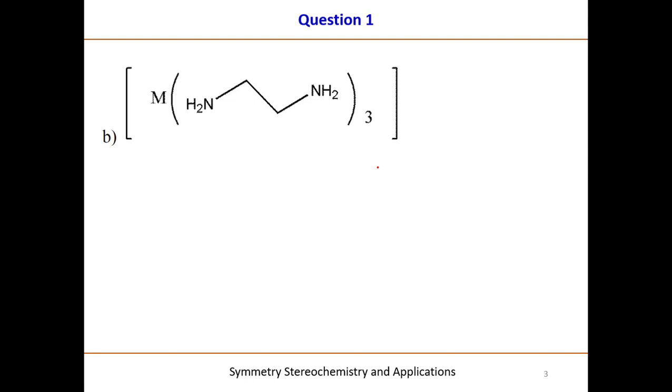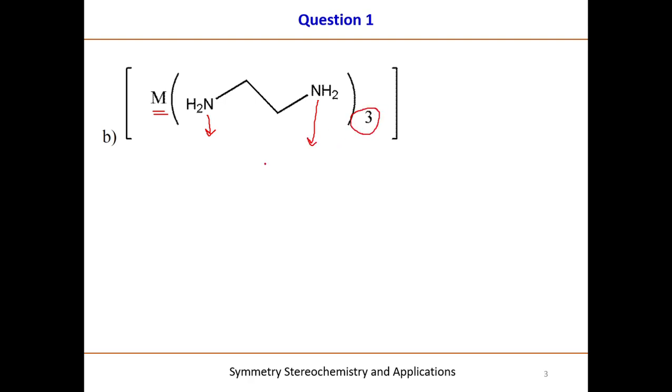Here we have to find out the point group of this complex molecule. So what is this actually? This is nothing but M, a metal here. Any metal. And this is a ligand attached to the metal. So this is a bidentate ligand here. Ethylene diamine is a bidentate ligand. It can bind from this side also and this side also. So this bidentate ligand is 3.